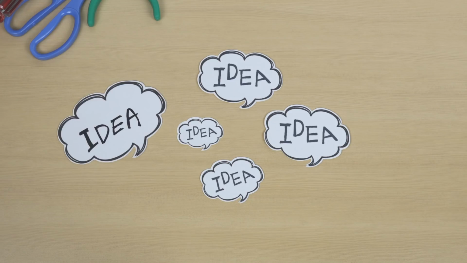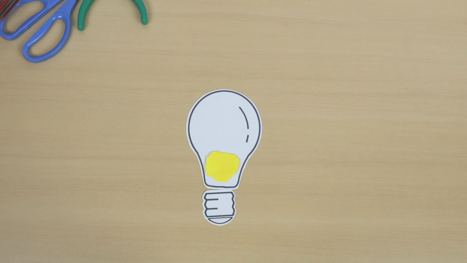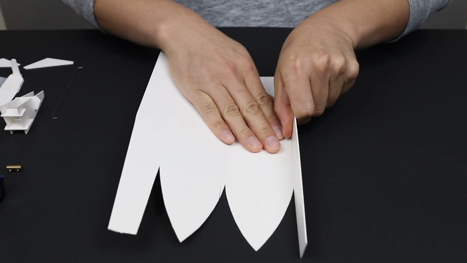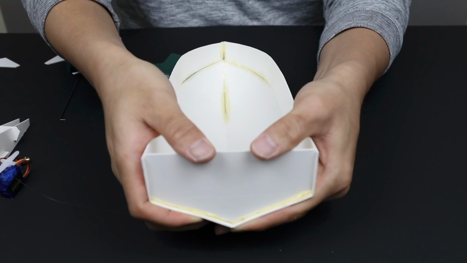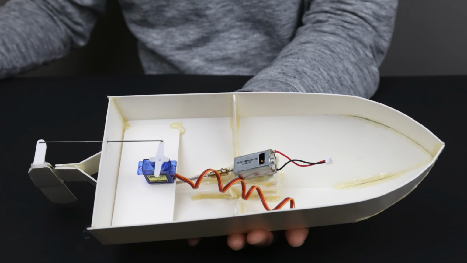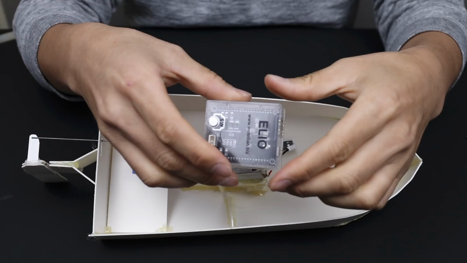If you have creative ideas, you can bring those to life. Look at how I made a boat. Build a main body first. Install motors and a rudder. Then connect ELIO.